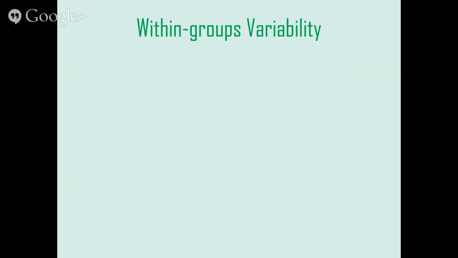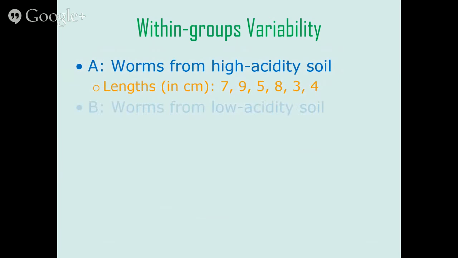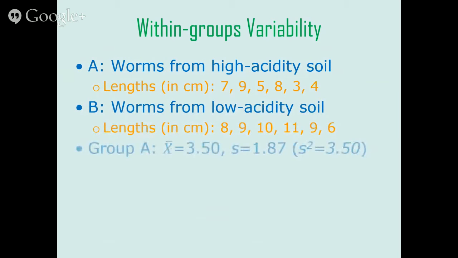Now, we're not really into analysis of variance yet. We're just talking about the thinking behind it. So let's do this again, but let's make the group difference very clear. Let's make the group means very far apart. So group A, we have some lower worm lengths thrown in there, and group B, we have some higher worm lengths thrown in there, and that'll make the group means different.